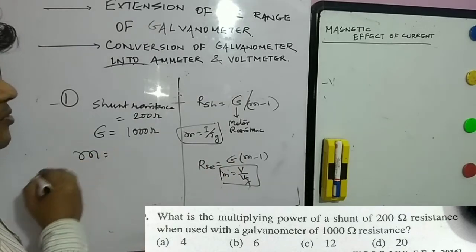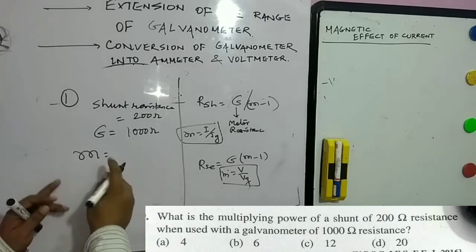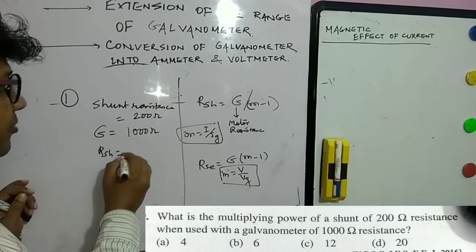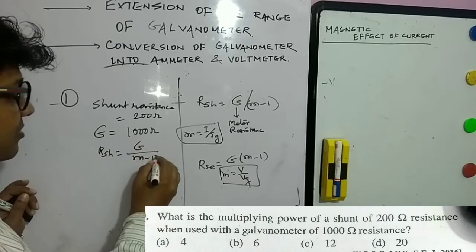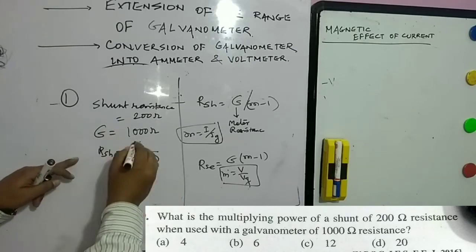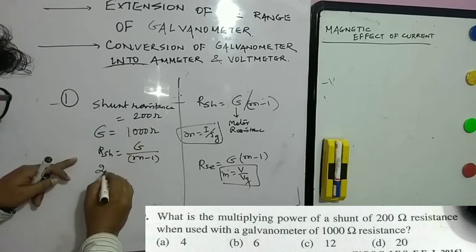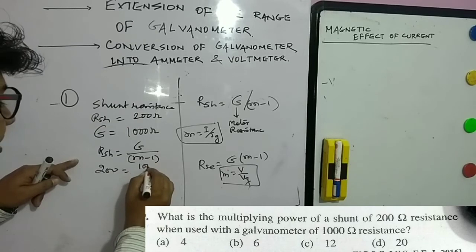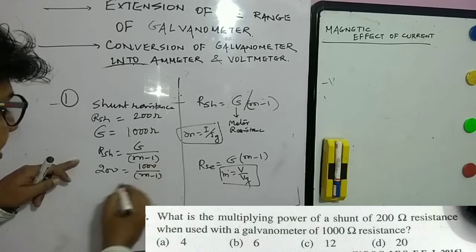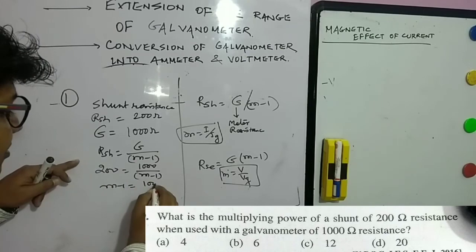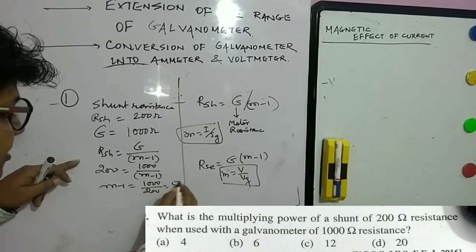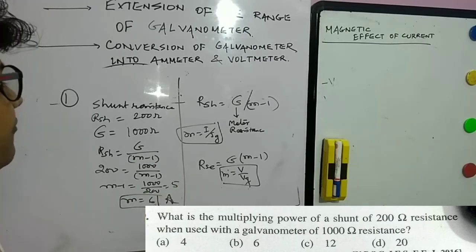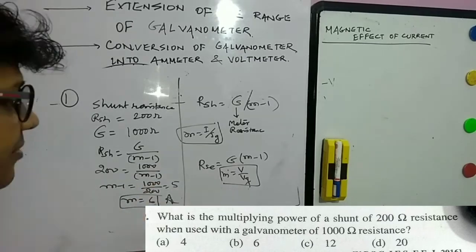So M is equal to what? This is shunt resistance, so we have to use the formula G by M minus 1, right? RSH is 200 ohm, equal to G, 1000, divided by M minus 1. So M minus 1 will be equal to 1000 divided by 200. So this is 5, so M is equal to 6. This is your answer. Fine, the first answer is completed, right?